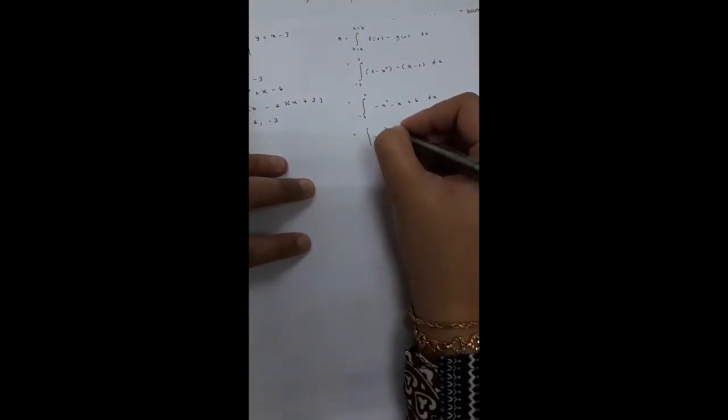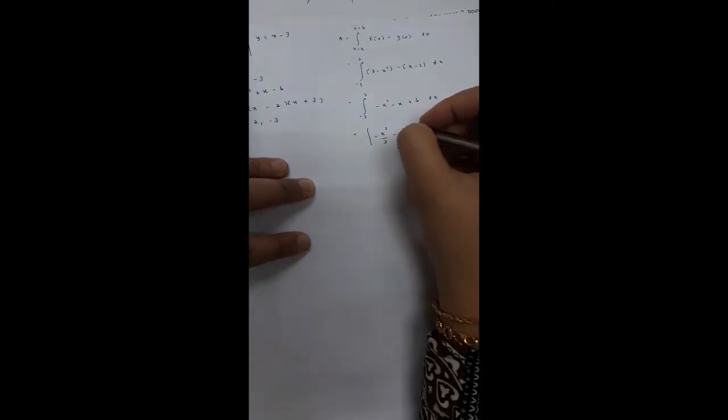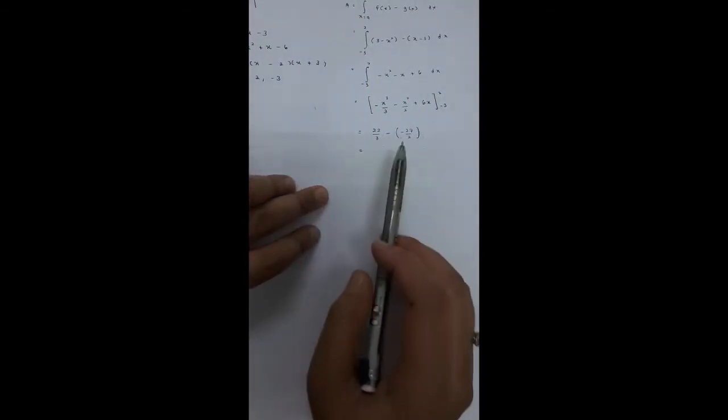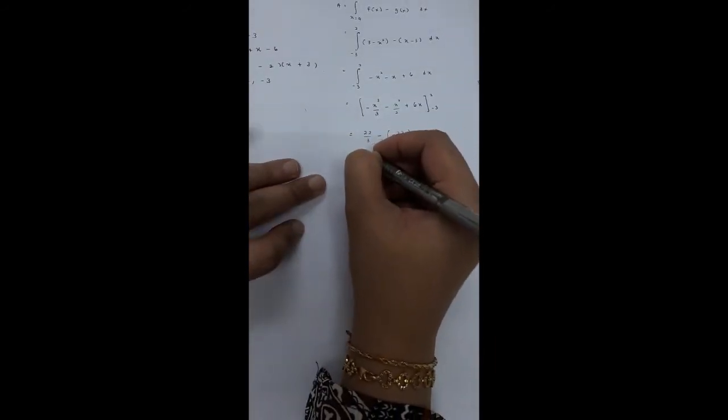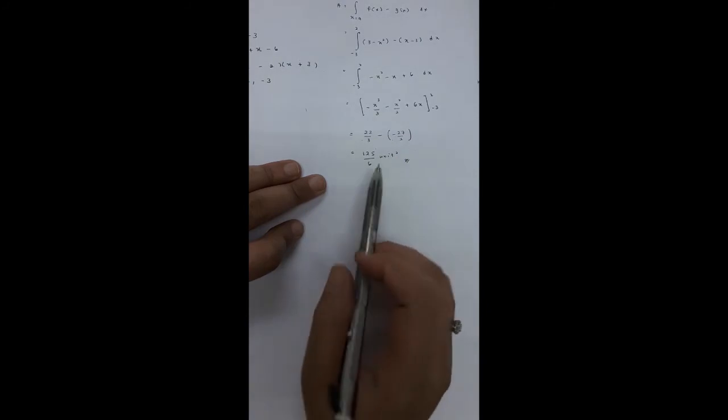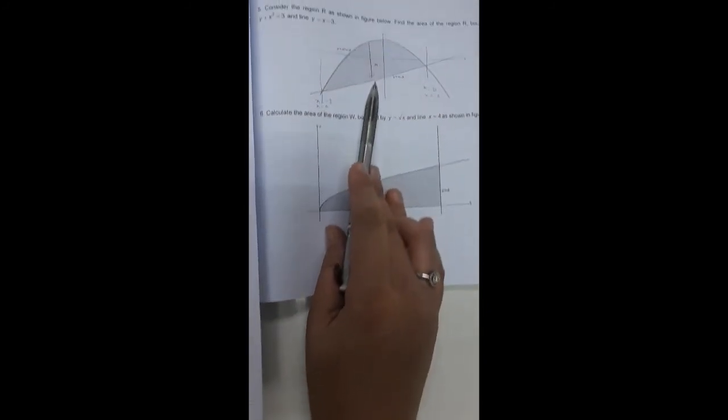Integrate negative x squared, we get negative x cubed over 3, minus integrate x squared over 2, integrate 6, we get 6x. And then substitute 2 minus the substitution of negative 3. Okay, when we substitute 2, we get 22 over 3. Substitute negative 3, we get negative 27 over 2. And then the final answer equals 125 over 6 units squared. So this is the area of the shaded region R.